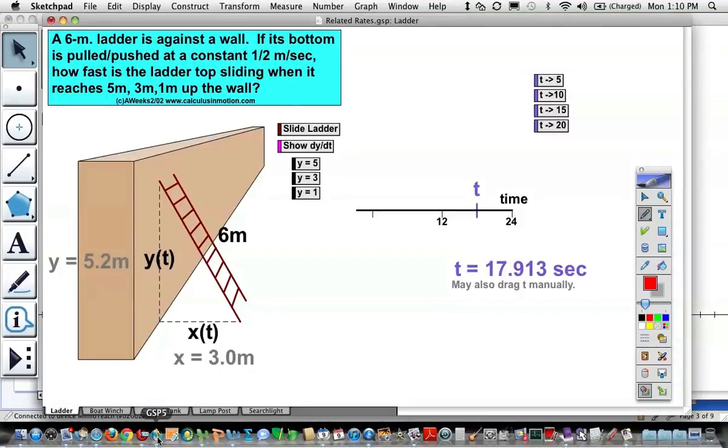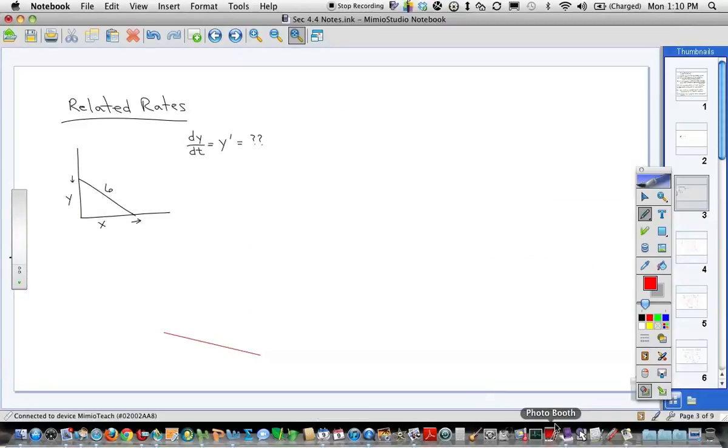What else am I given? The half meter per second. What would that be? That's x prime. Or dx dt. Is it positive or negative 1/2? X is increasing. So x prime has got to be positive. Okay? What else am I given?